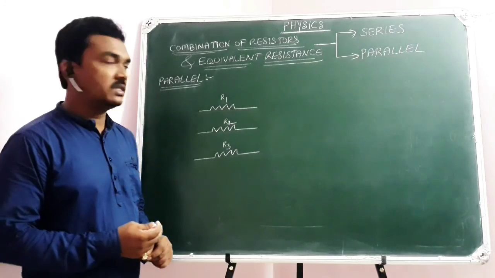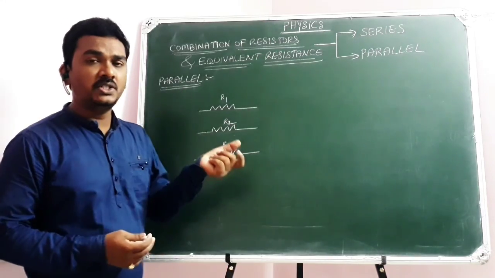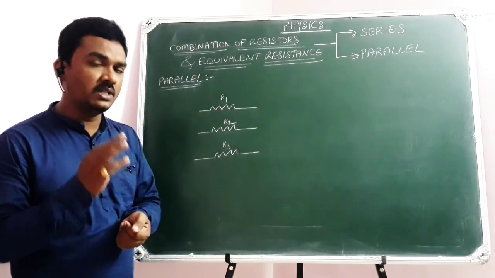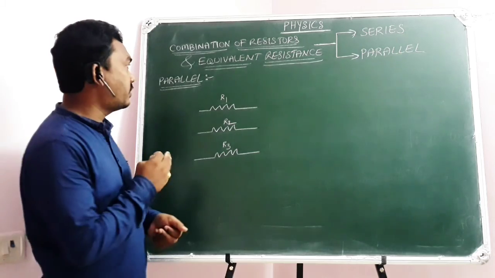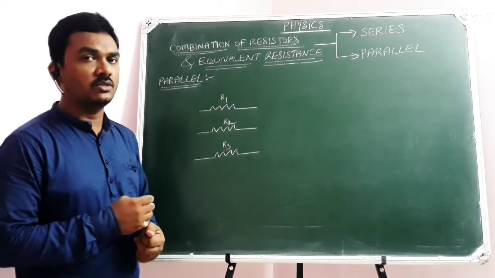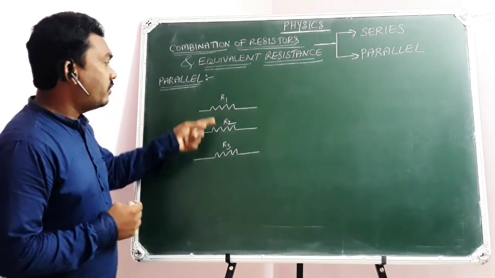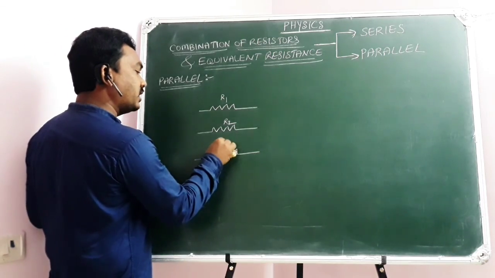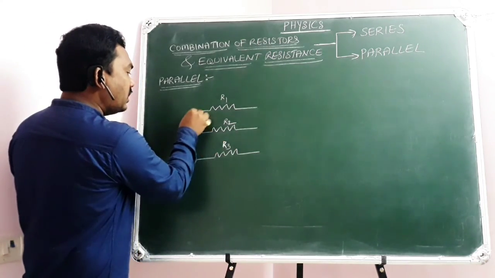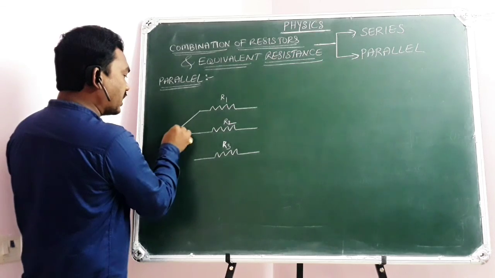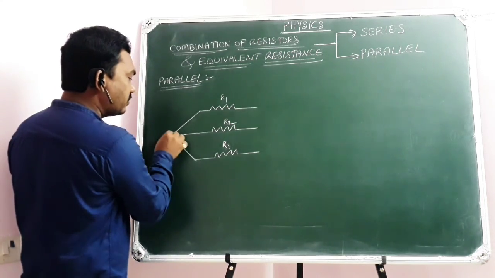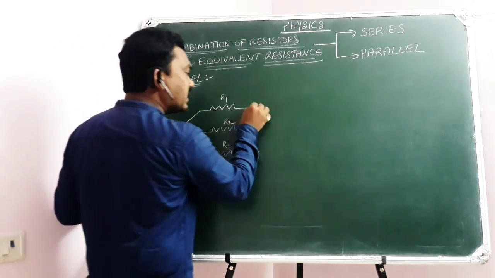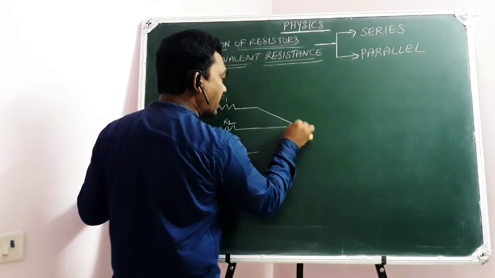Here we are going to discuss parallel combination of resistors. You have learnt about series combination already. Now it's all about a parallel combination of resistors. See here, when two or more resistors are connected together so that all the first terminals are connected to one common point and all the second terminals are connected to another common point.